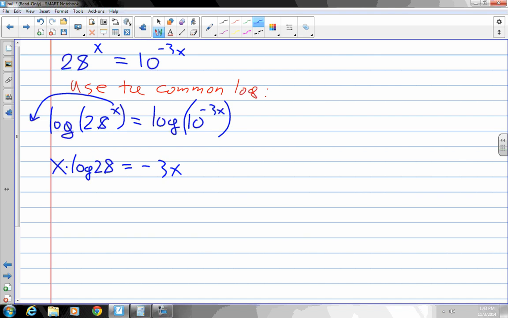This is a linear equation. Looks ugly, but it's linear. All the x's are on the same level. There's no powers or anything like that. How do we go about solving this? Okay, so if I do that, I have x equals negative 3x over log of 28.